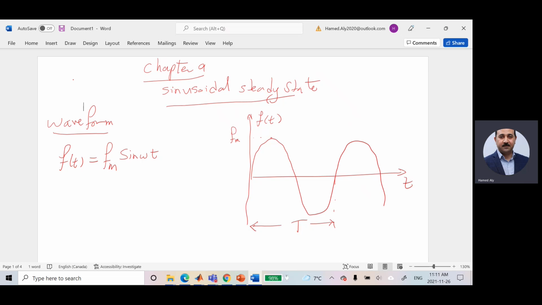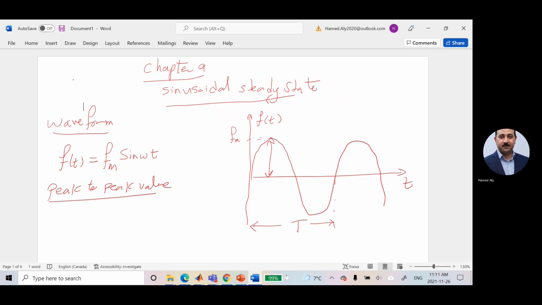What is f max? F max here is representing the maximum value. So the maximum value is represented by f max. So this guy is representing f max. There is something else which is called peak to peak value. What's peak to peak value? It is equal to the distance between the positive and negative peak, which is 2 f max. So this is called peak to peak.